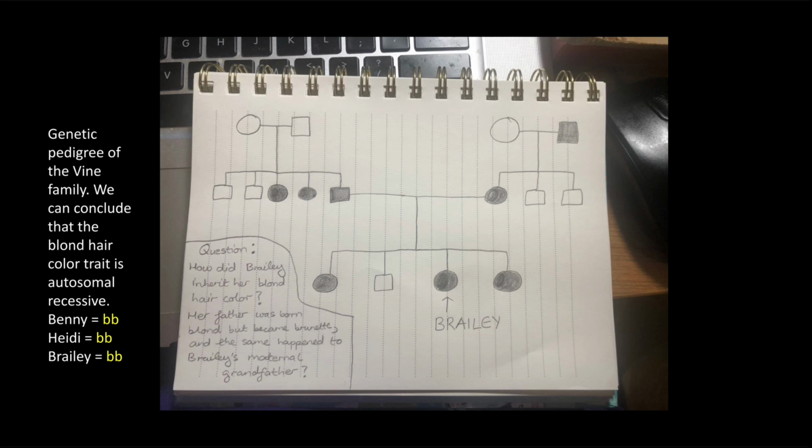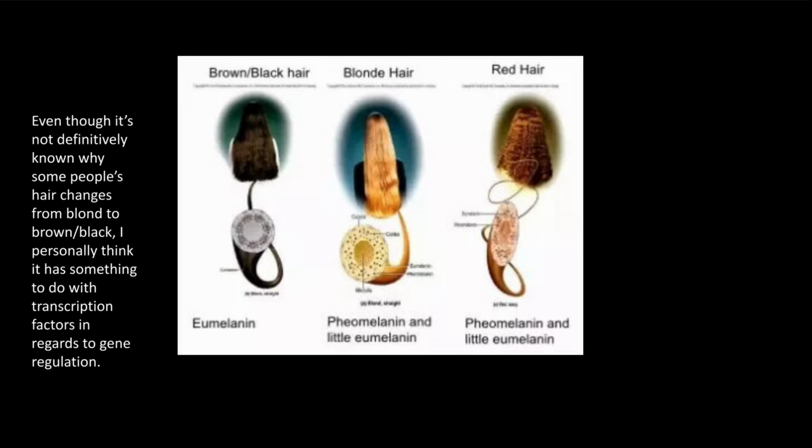Now, a question some of you might have is, why does people's hair color change from blonde to brown or black? Well, hair color is determined by the amount of a pigment called melanin. There are two types, eumelanin and pheomelanin. The amount of each that you have determines your hair color. So lots of eumelanin makes black hair, moderate is brown hair, very little eumelanin is blonde hair, and mostly pheomelanin with a little eumelanin is red hair.